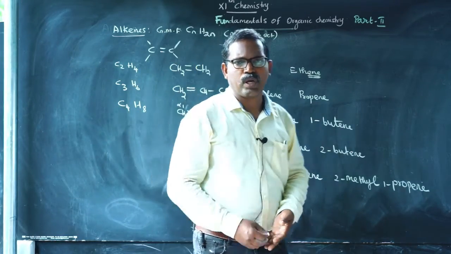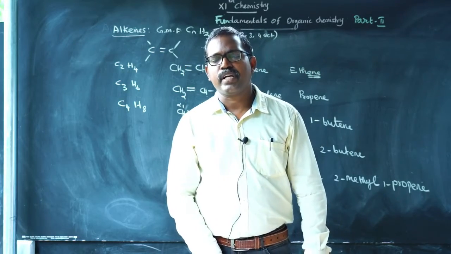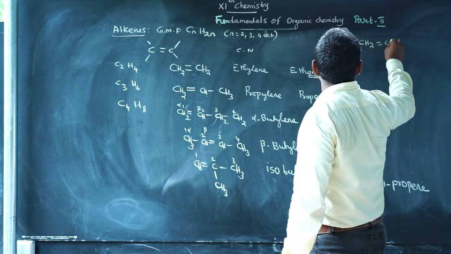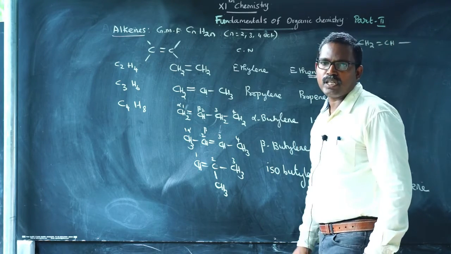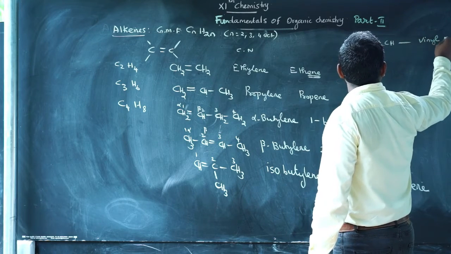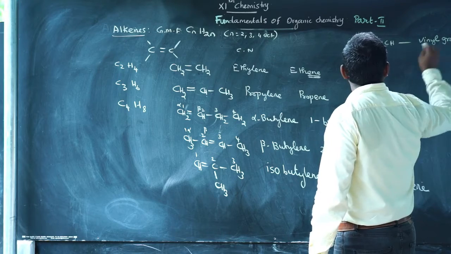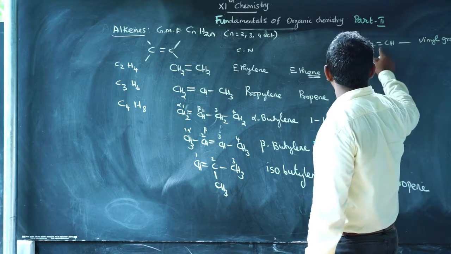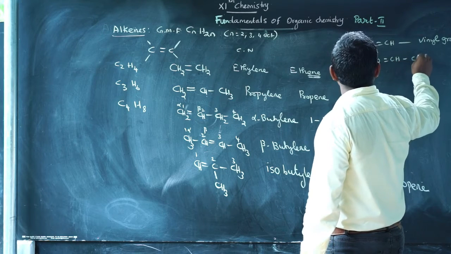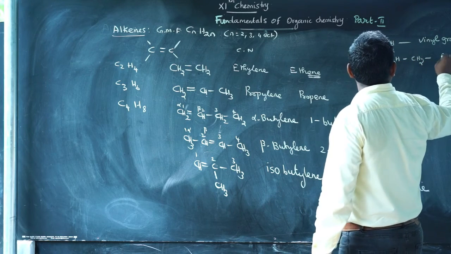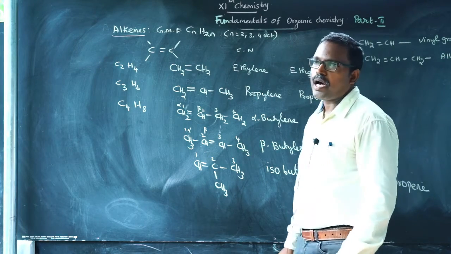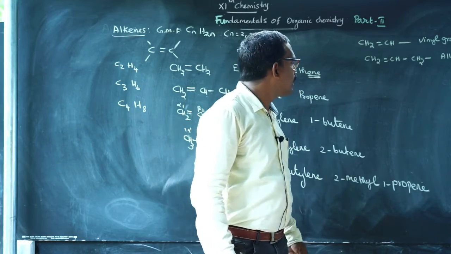From an alkene, if one hydrogen atom is replaced, we get an alkenyl group. CH2 double bond CH is called the vinyl group. CH2 double bond CH, CH2 is the allyl group. Vinyl group and allyl group.